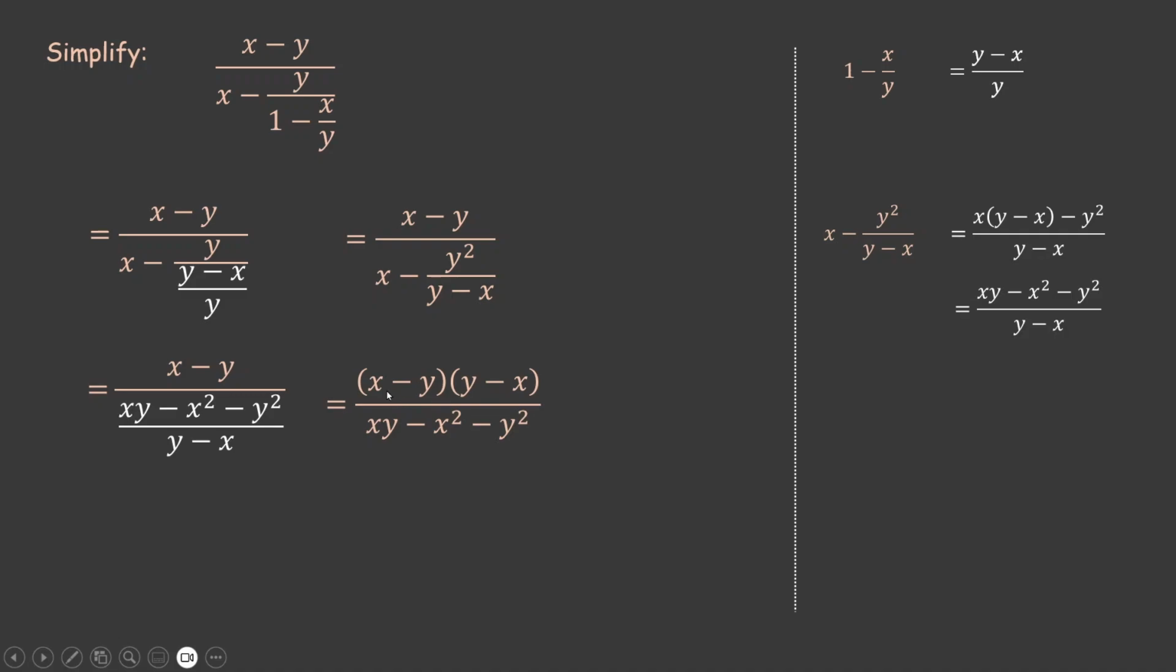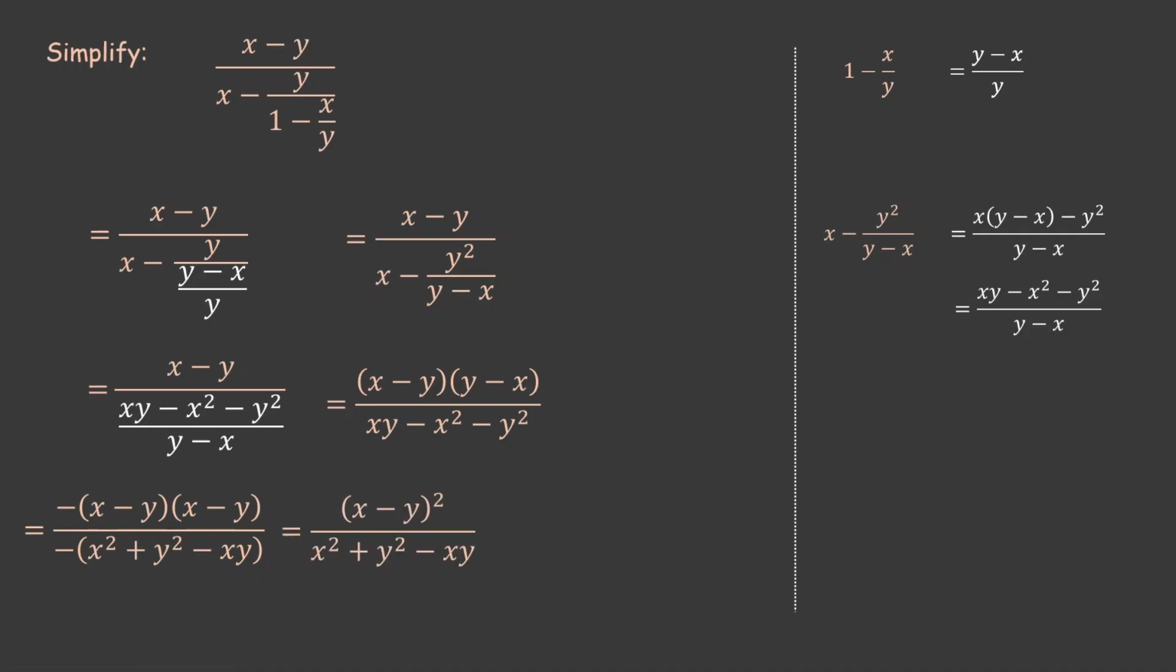Now if we just take negative as common, we'll get in the numerator x minus y into x minus y. And also we can take negative as common in the denominator, which will give us positive x square, positive y square, and negative xy. Now x minus y into x minus y, that's the whole square of x minus y. Here, this negative and negative is cancelled out. We can leave it as this, or we can just expand this x minus y whole square and write it as x square plus y square minus 2xy divided by x square plus y square minus xy. And that is the simplified form of the expression.